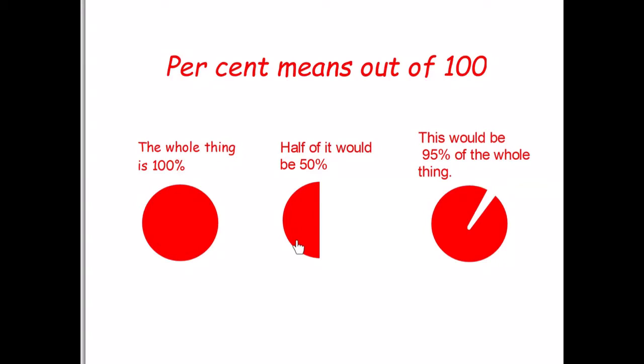Half of that would be 50%. And our circle here at the end looks like almost all of it is complete, but 5% is missing, leaving 95% of the circle.